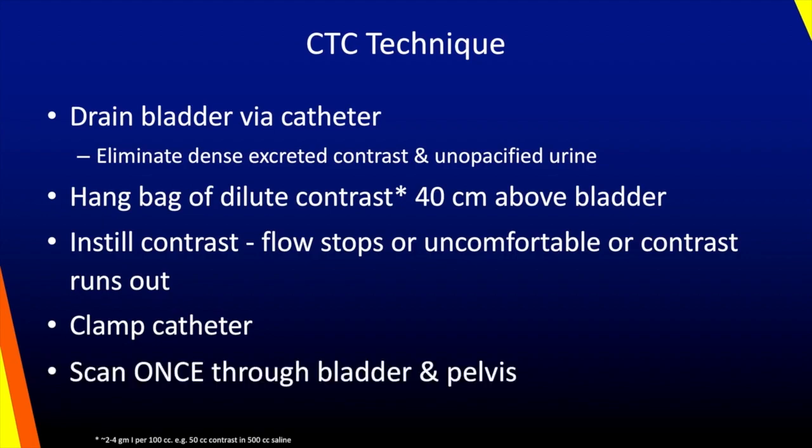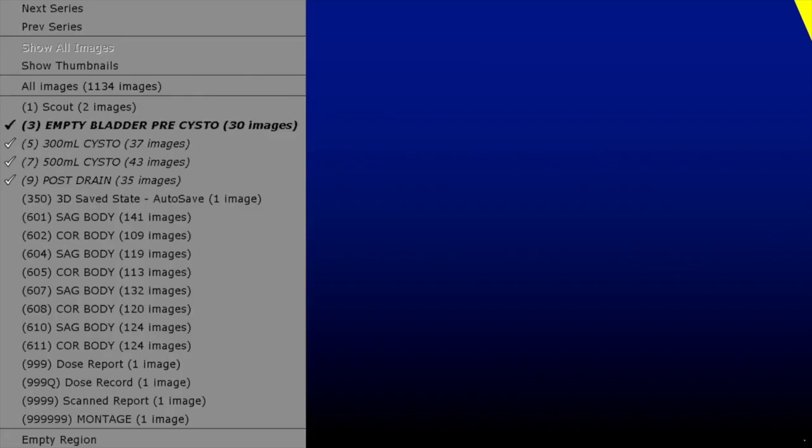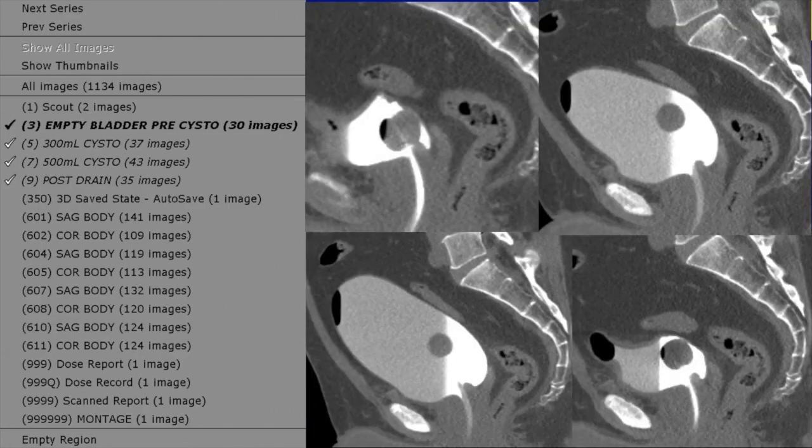The catheter is clamped, and we scan once and only once through the bladder and pelvis. Now we're emphasizing this because occasionally we get outside studies in which the patient was scanned multiple times, much like they would have done in the past with a fluoroscopic cystogram. And here's an example of a patient who they scanned 4 times.